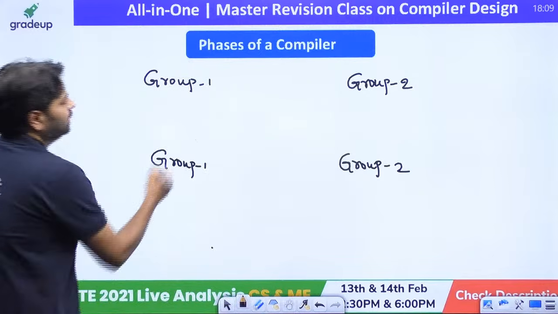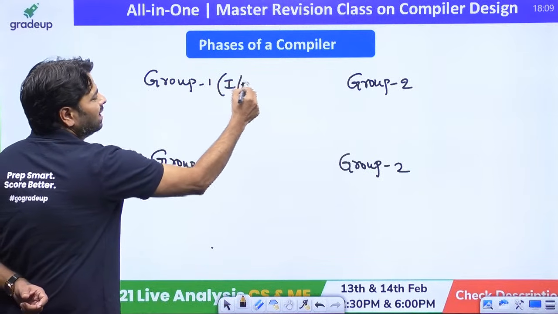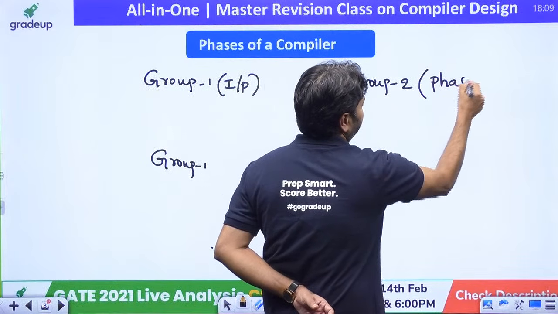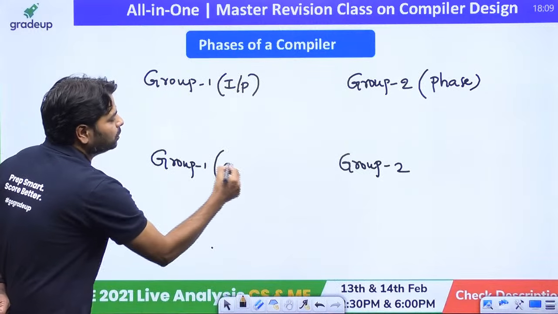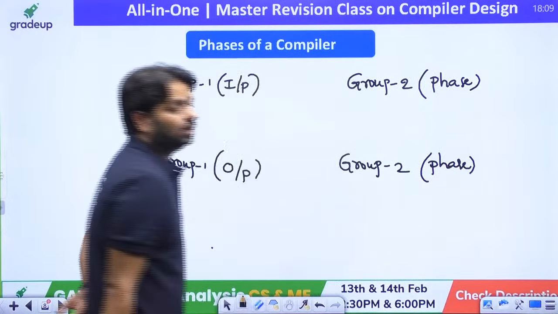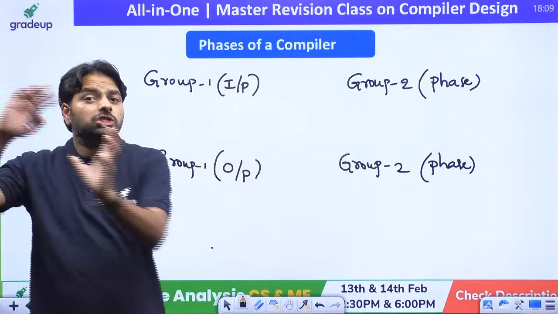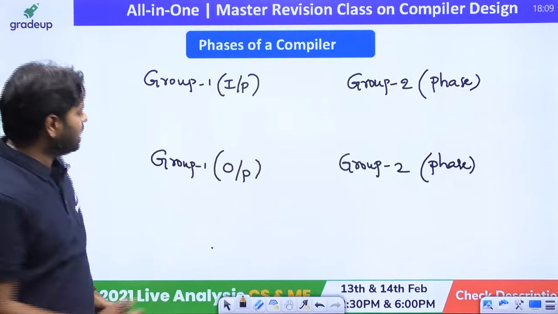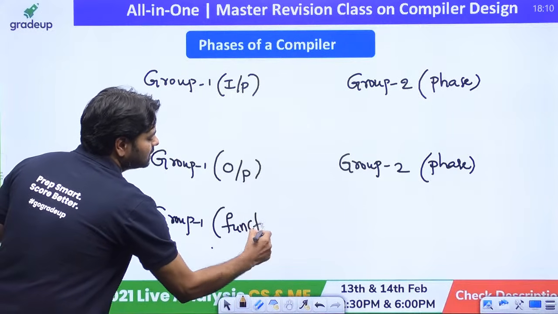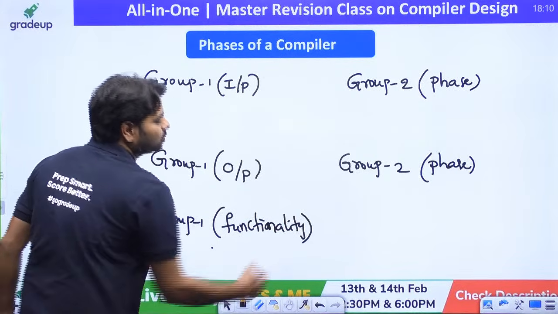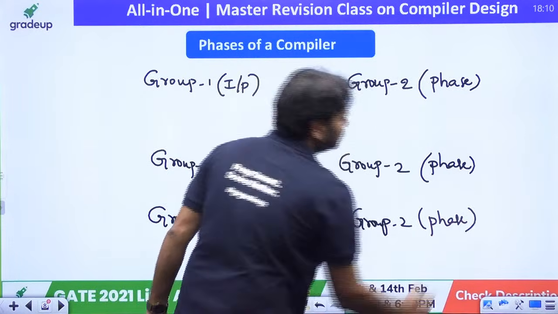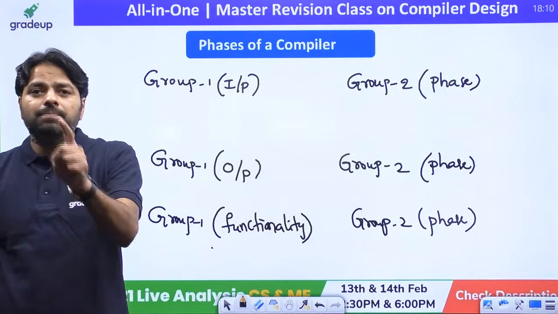I'm just making group 1 the input of the phase, and group 2 the phase of a compiler. Maybe group 1 is the output of the phase, and group 2 is the phase of a compiler. Another possible matching is the functionality of the phase, and the other group is the phase. I can also ask another kind of question, where group 1 is the functionalities, and the other group is the phase. So these 3 possible questions are from the phases of a compiler.